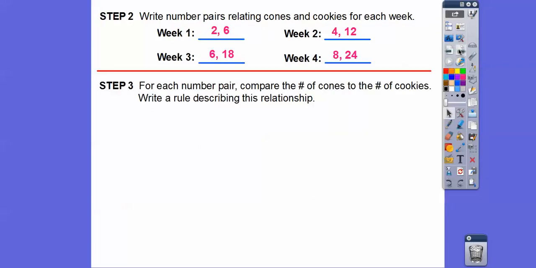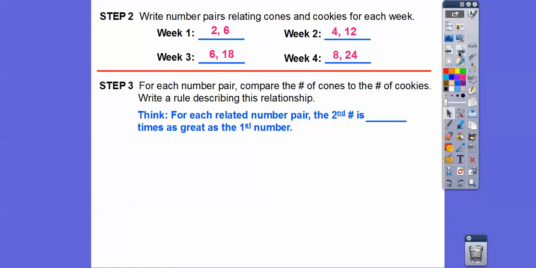Okay, so for each number pair, compare the number of cones and the number of cookies. Let's look at this number of cones and this number of cookies. See how there's 4 more right there? Or you can think of another rule, it's times 3. So we've got to see what's happening over here. Does it add 4 from here to here? No, because 4 plus 4 is 8. So how about 4 times 3? Yeah, that's 12. Let's see. 6 times 3 is 18. 8 times 3 is 24.